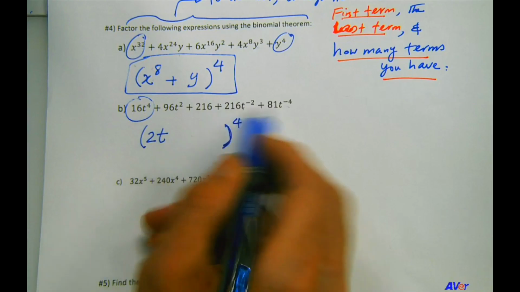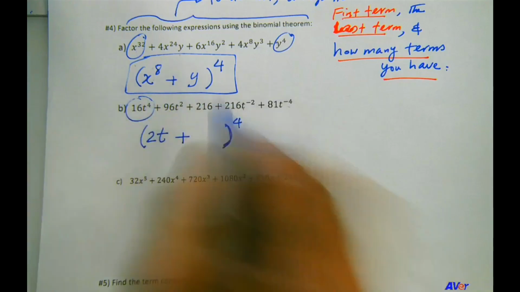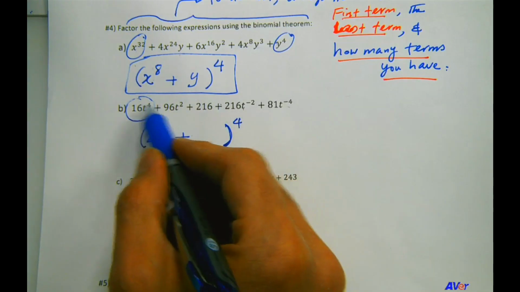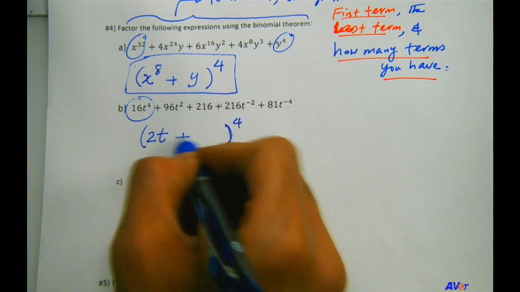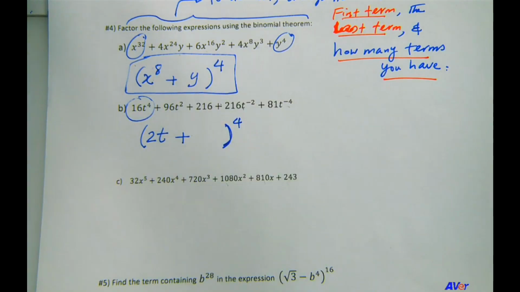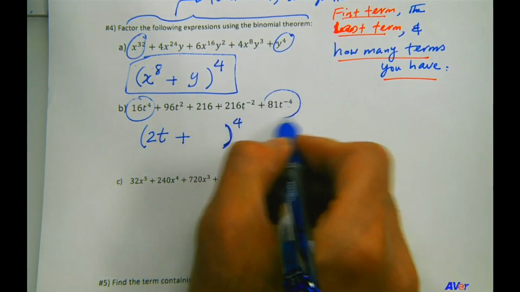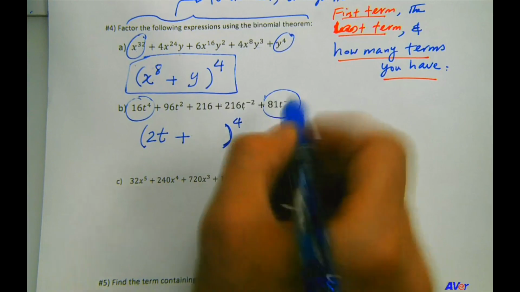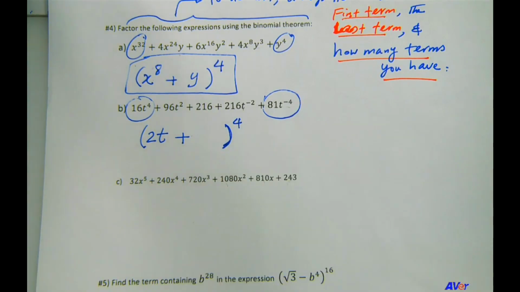Everything here is positive, so I'm going to put a positive there. Okay? If I had alternating algebraic signs like plus, minus, plus, minus, plus, then I would put a minus there. Okay? Now, look at the last term. That's an interesting one, because the negative power indicates a fractional expression, right?